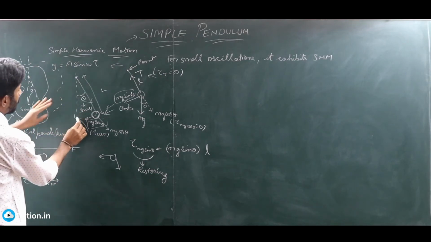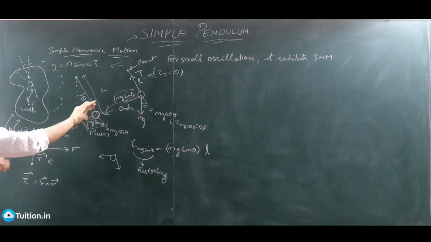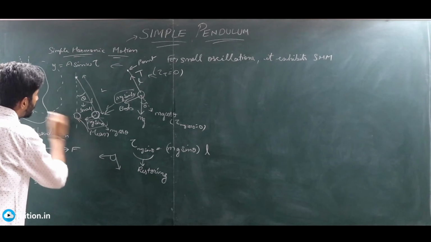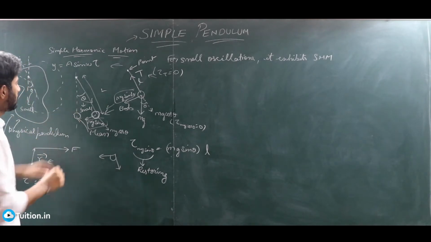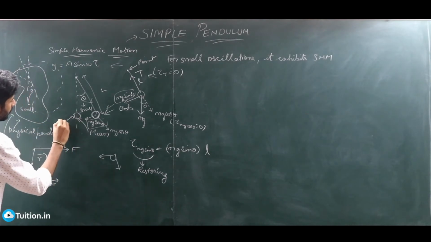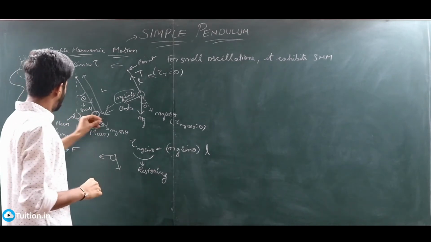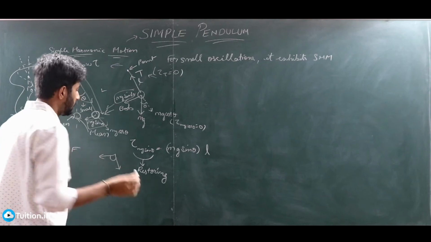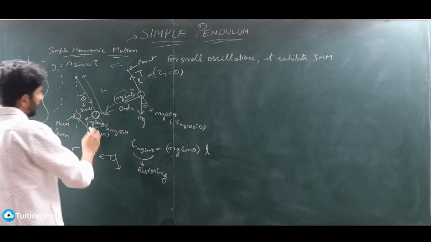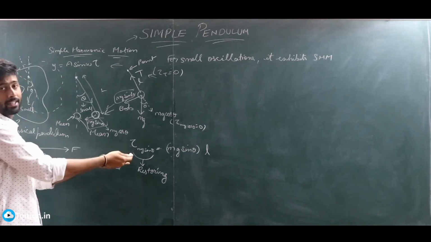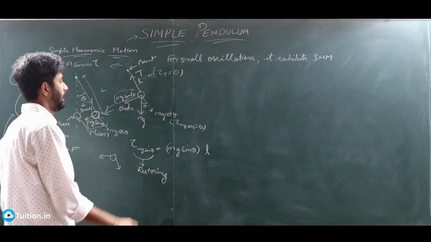Basically, if you leave it completely, it will keep oscillating and it will come back to rest at this particular position. So at mean position, this is basically your equilibrium position, or rather it's called mean position in simple harmonic motion. At mean position, the net force will be 0, right? So this mg sin theta tries to bring it back to the mean position. That's why the torque produced by mg sin theta is called the restoring torque, right?